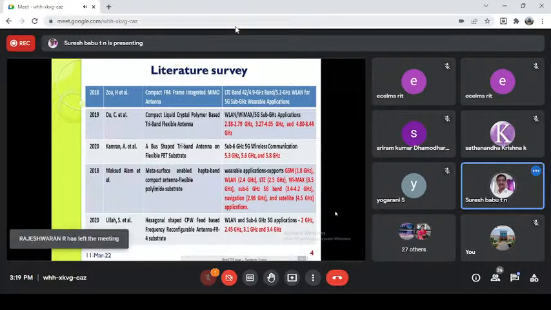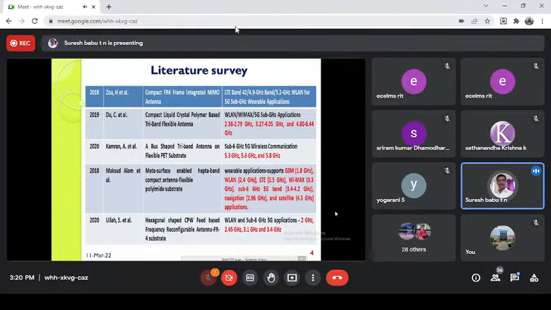Zhou et al. proposed a compact FR4 frame MIMO antenna covering 4.9 GHz and 5.2 GHz. And Duckey et al. proposed a compact liquid crystal polymer based tri-band flexible antenna covering all 5G sub gigahertz. And the third one, Kamran et al. proposed a tri-band antenna on a flexible substrate covering 5.3, 5.6 GHz and 5.0 GHz. This is also for sub 6 GHz 5G wireless communications.